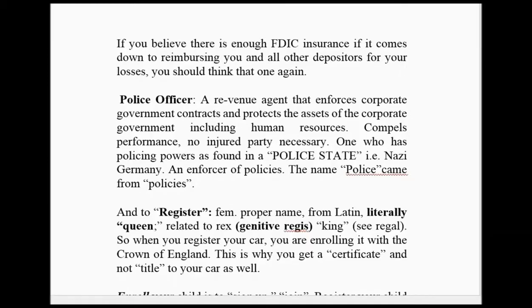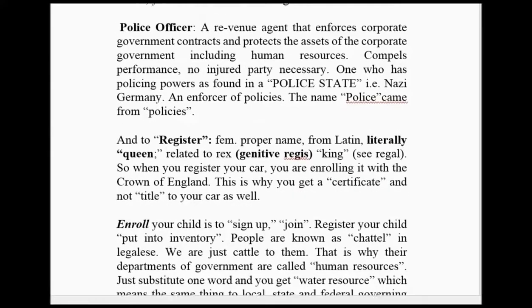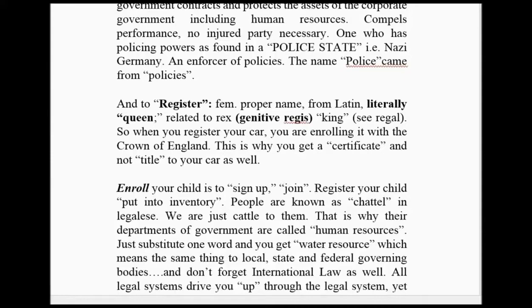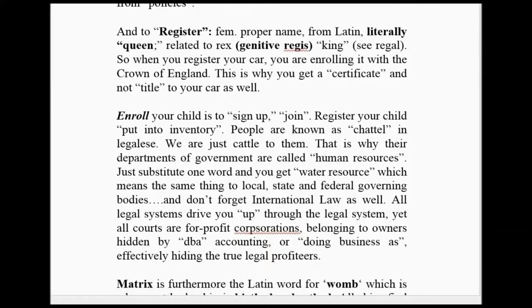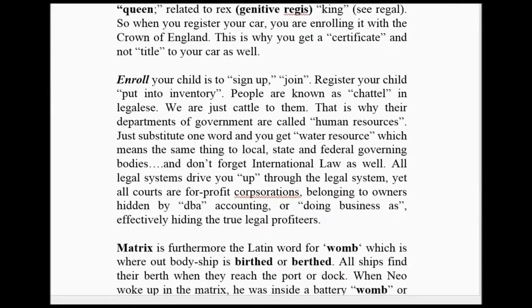All right, a police state is a revenue agent making money, a revenue agent that enforces the corporate government contracts and protects the assets of the corporate government, including human resources. It compels performance, no injured party necessary. One who has policing powers is found in a police state. They're enforcers of policies. That's why they become policemen. And to register literally is to the queen, as I said. The regis meaning king. This is why you get a certificate and not title on your cars as well. The original car manufacturer owns the title, but you get the certificate.